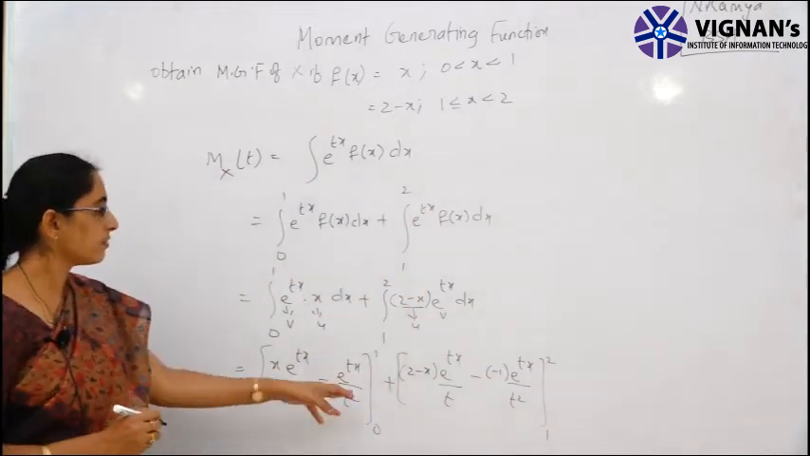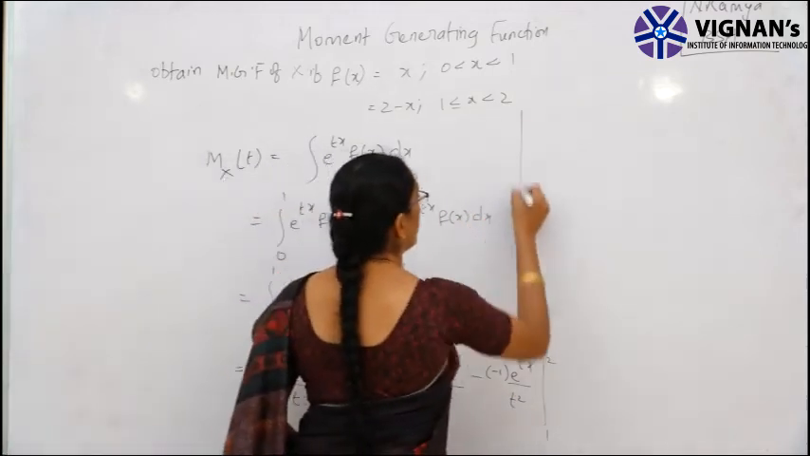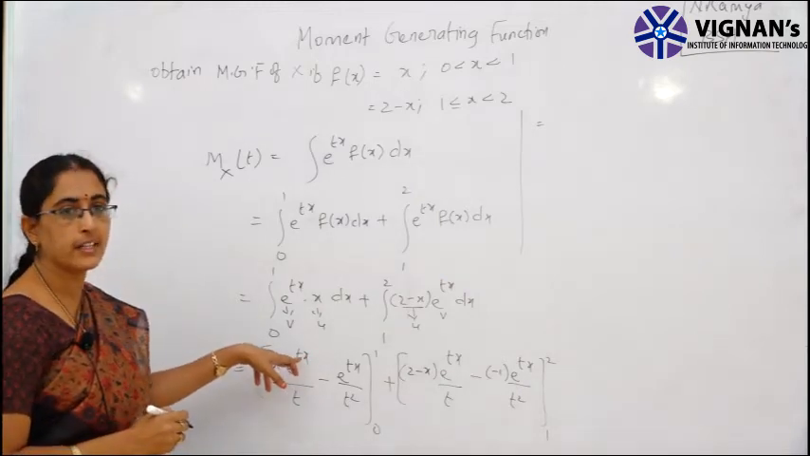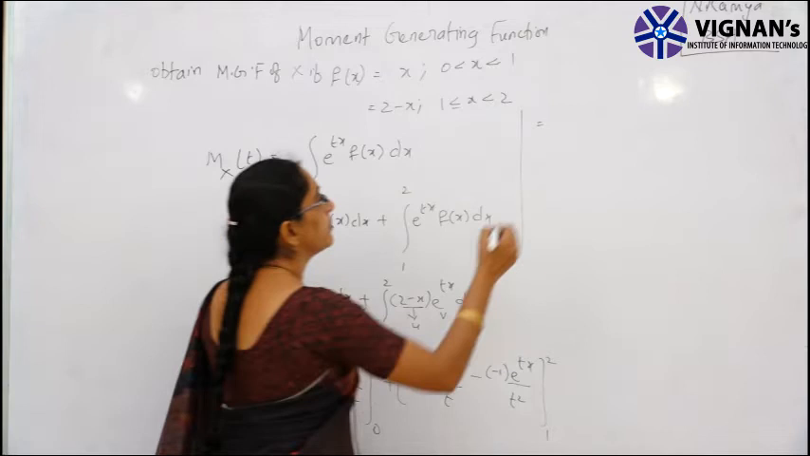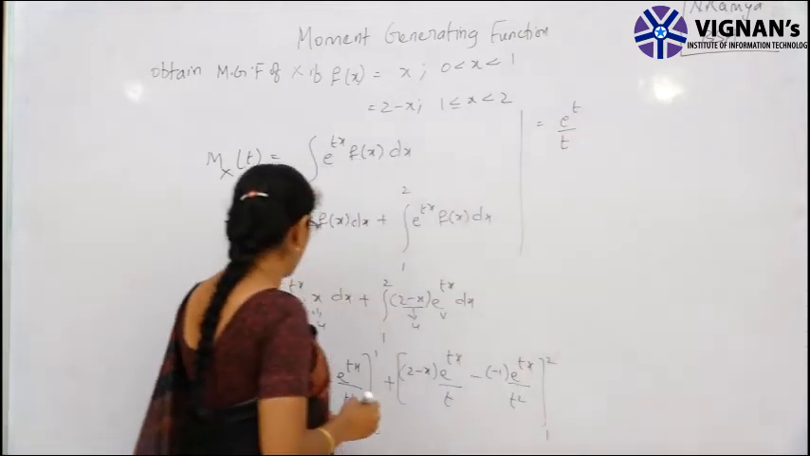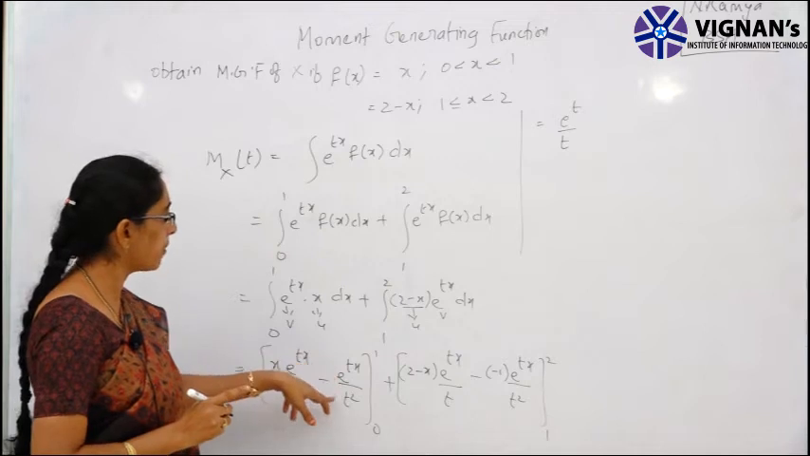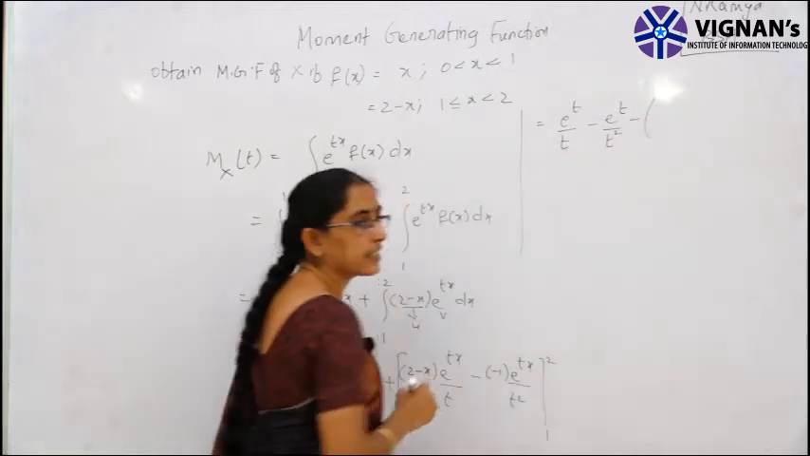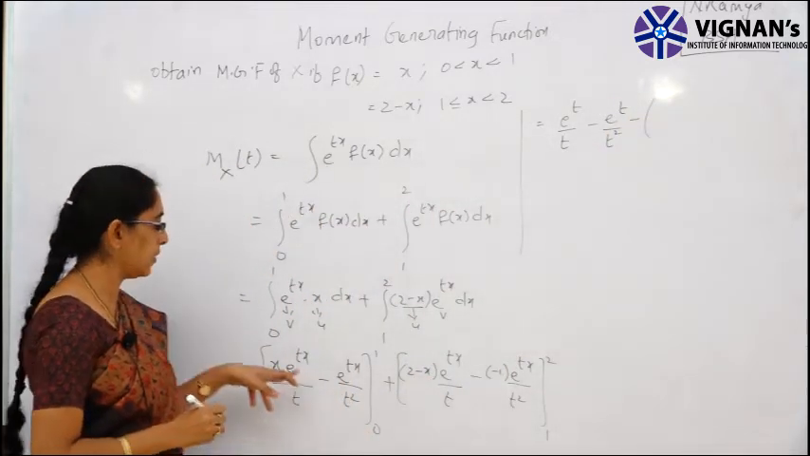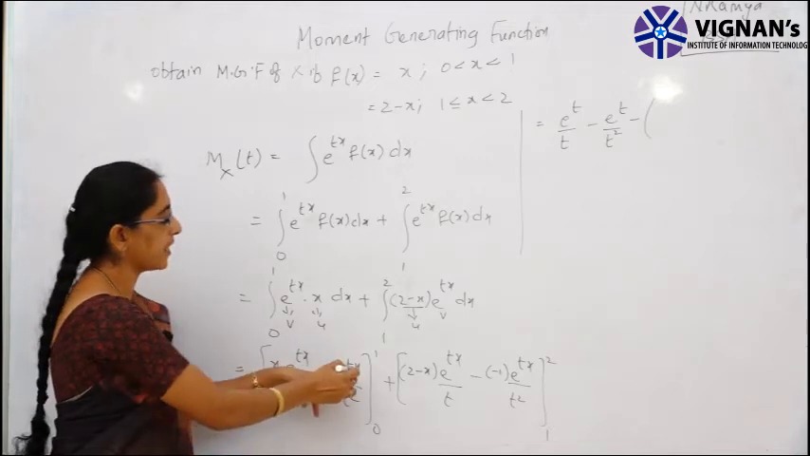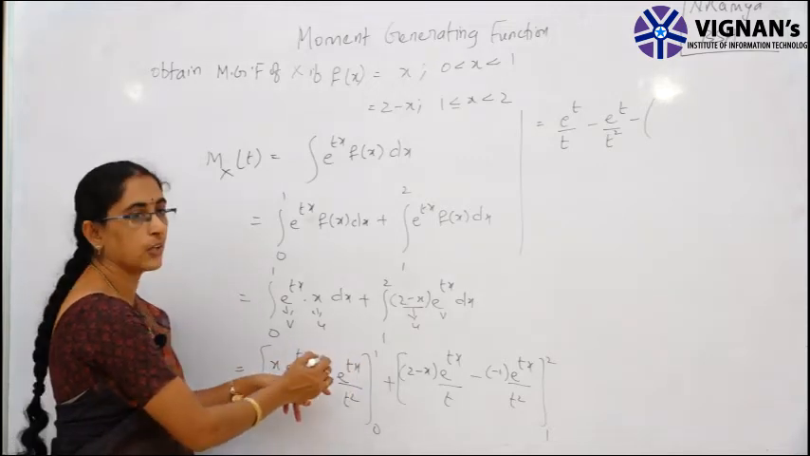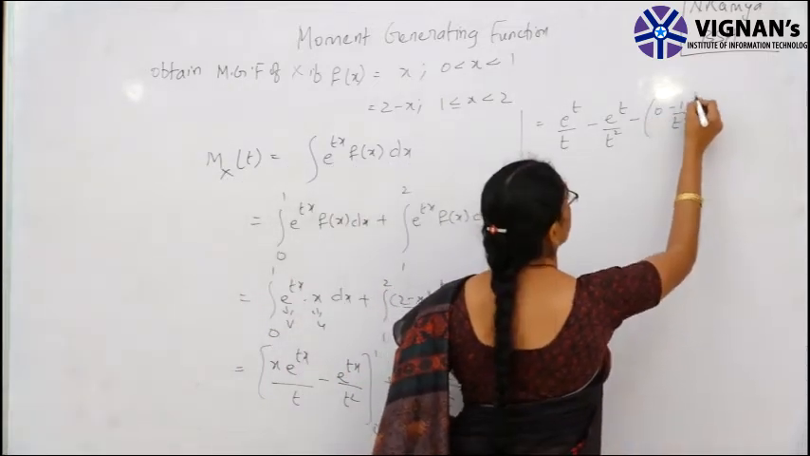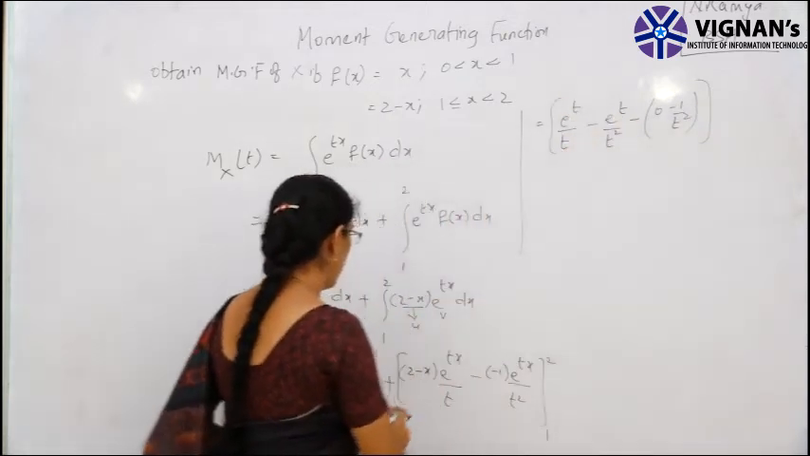Okay. Now, if you apply the limits here, for the upper limit, 1 into e power t into 1 is t, so e power t by t, minus t into 1 is again t, so e power t by t square. For the lower limit, you have to take a minus sign before. If x is 0, this term becomes 0, and here if x is 0, t into 0 is 0, e power 0 is 1. So, 0 minus 1 by t square, right. So, this is about the 0 to 1.